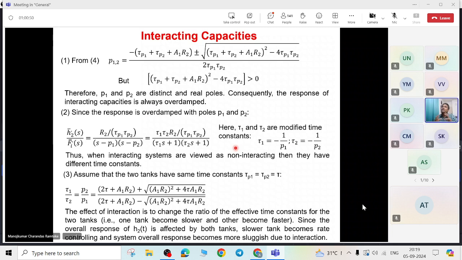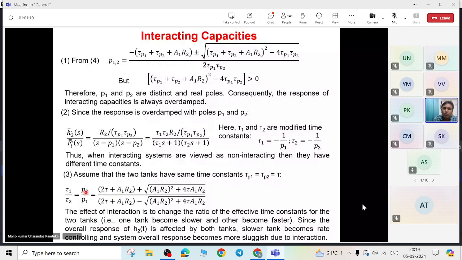Now let's look at the physical significance of tau 1 and tau 2 here. If I take the ratio of tau 1 and tau 2, that will be nothing but P2 divided by P1. That will be just P2 divided by P1. So P1 and P2 are given here, isn't it? So if I take the ratio of P2 by P1, what am I going to get?